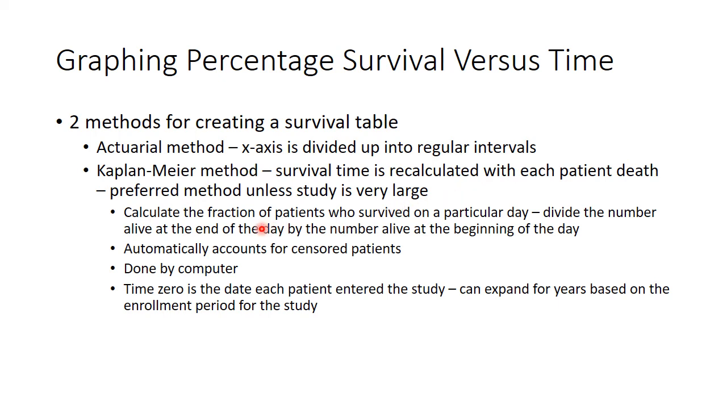Basically what it does is it calculates the fraction of patients who survived on a particular day, or divide the number alive at the end of the day by the number alive at the beginning of the day, and this will account for all censored patients. Oftentimes it's going to be done by the computer, and keep in mind that time 0 is the date that each patient entered the study. So basically every person is going to be considered to start at day 1 based on when they entered the study. Okay, and then you can expand for years based on the enrollment period. So sometimes you'll see some different analyses based on that.